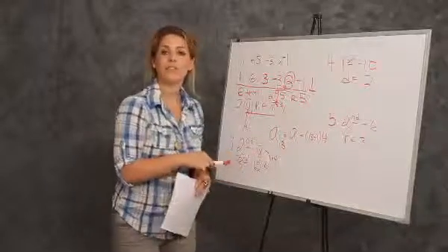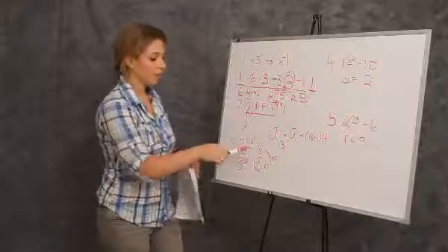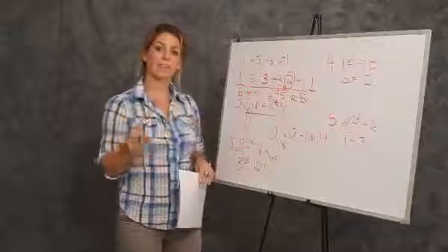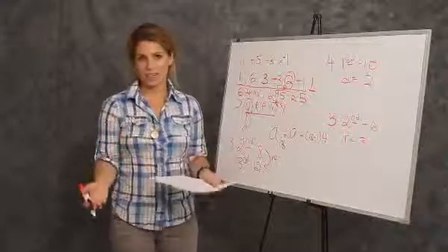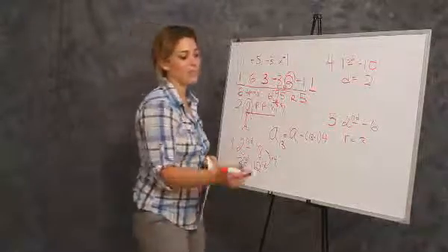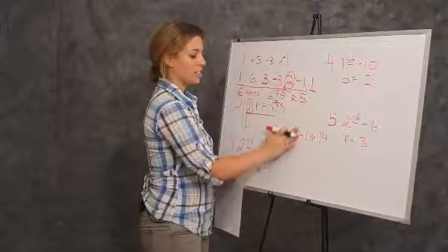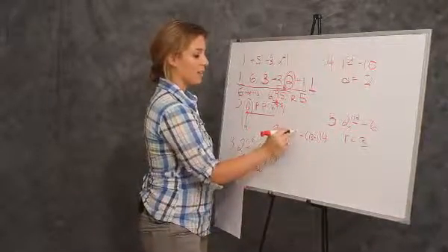So they didn't give us the first term, but if we know that the second term is 8 and that there's a common difference of 4, we now know that the first term is 4. So we're going to change that over here to 4.